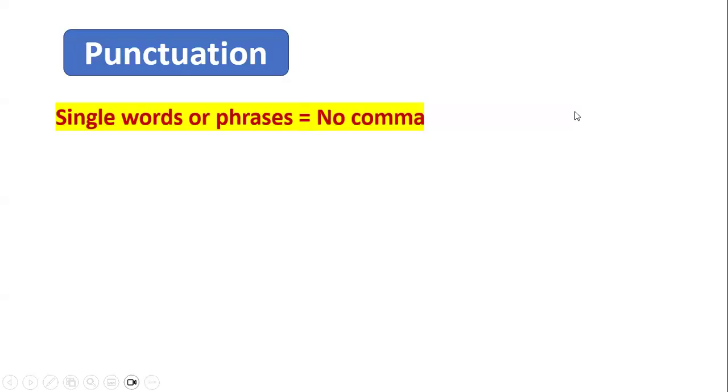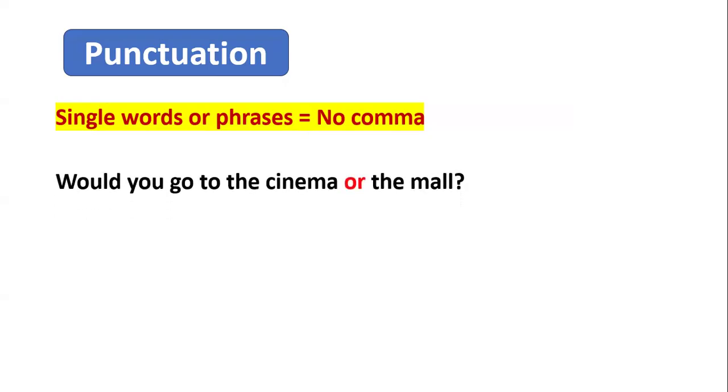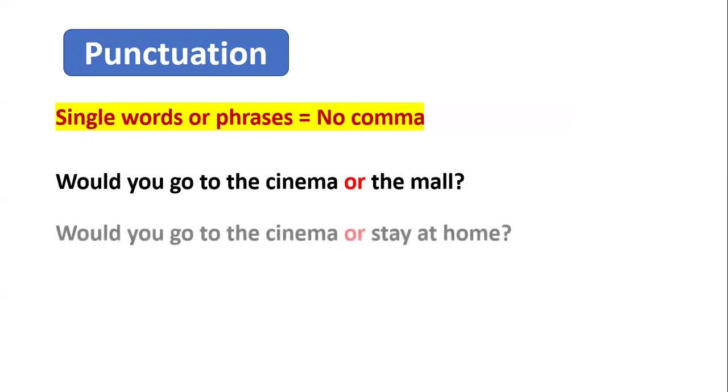Okay, if I use another example with the word or, because as I said, usually and or usually cause problems when it comes to this. When do I use a comma? When do I not use a comma? Now, if I am talking about or, single words or phrases usually take no comma like this. Would you go to the cinema or the mall? So I'm choosing between the cinema and the mall. So in this case, no need for a comma before or.